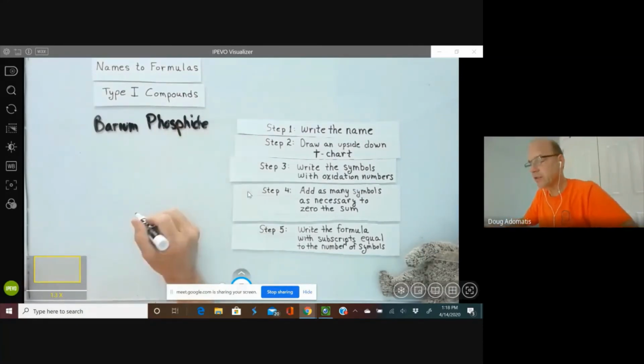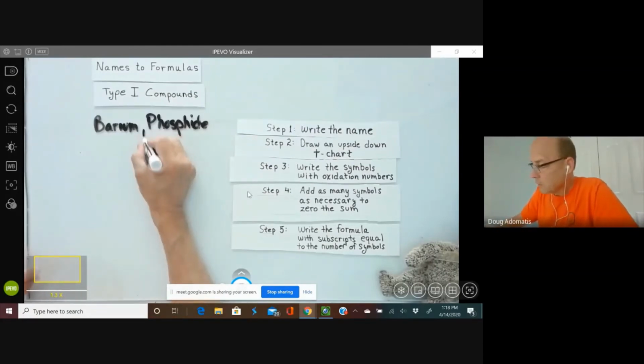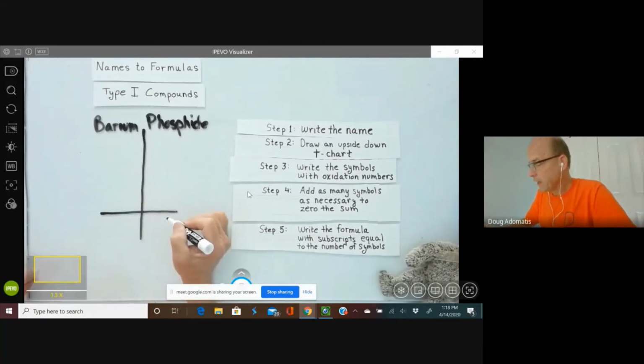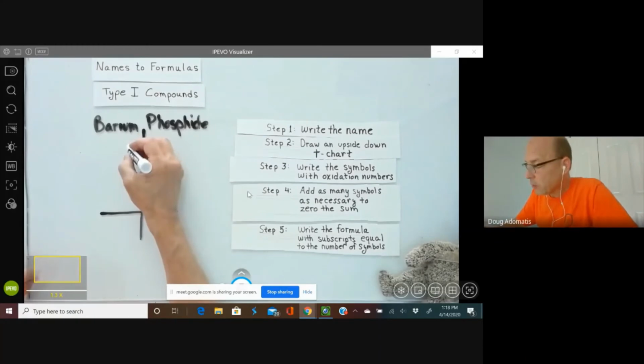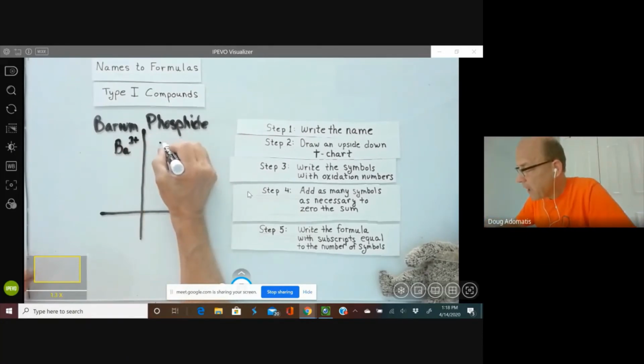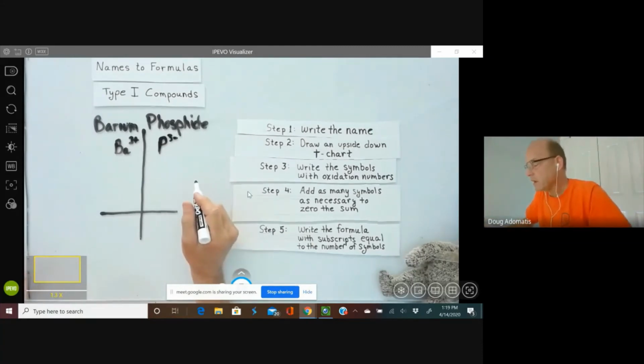I have never heard of such a thing, but it doesn't matter. We can look this stuff up on the periodic table. You write the name, do your upside down T-chart, and then we're going to write the symbols with their oxidation numbers. Barium is in group 2, so it's a 2 plus, and phosphorus has an oxidation number of 3 minus. Phosphide, phosphorus has a 3 minus.